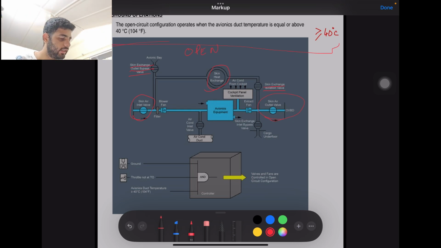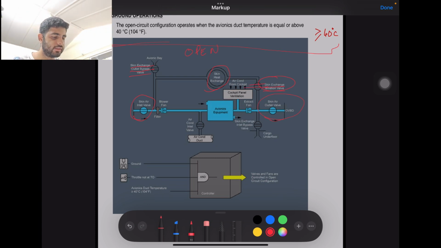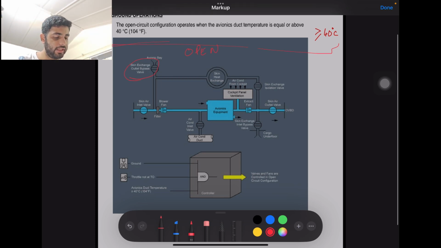So what are these? The skin exchange isolation valve basically isolates it. If it's closed, then this skin heat exchanger won't be working because there is no air flowing through it. One side is blocked, and because this one side is blocked, the air cannot flow through it. If this side is blocked, then this entire thing becomes useless. So that's the point of the exchange isolation valve: it isolates it. And finally you have the outlet bypass valve, the outlet bypass valve from the avionics bay.